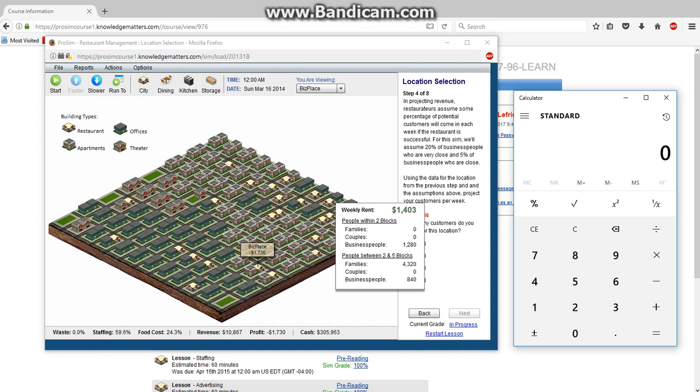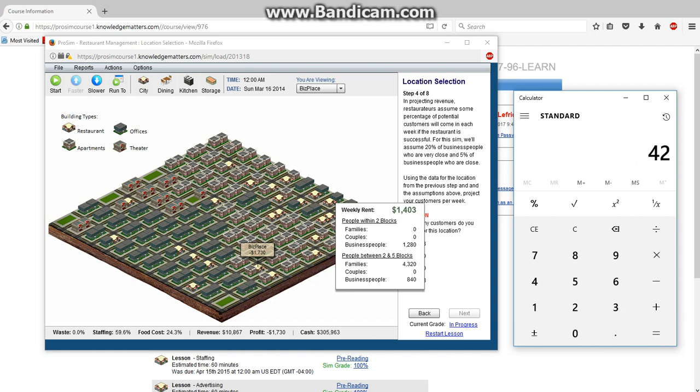So we're going to take the 1280, and we're going to multiply that by 20%. That means 20% of them will come and eat every week. So we have 256 will come from the business people who are close by, and only 5% from those who are far away. So 840, I'm going to clear, times 0.05.